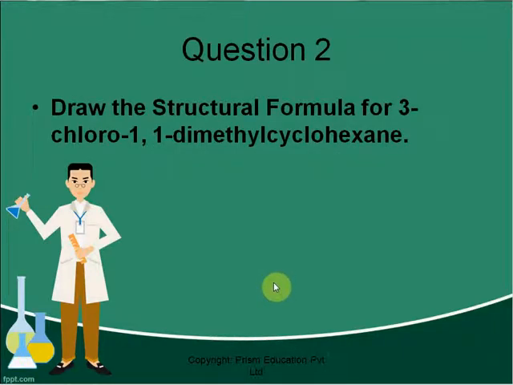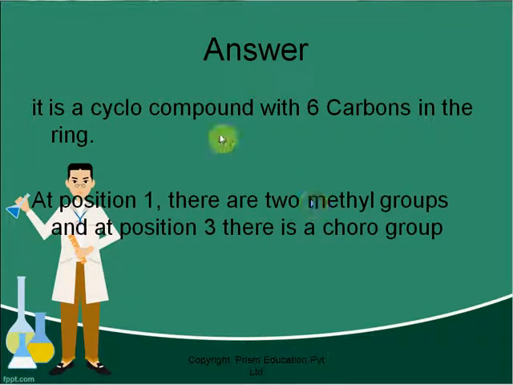Draw the structural formula for 3-chloro-1,1-dimethyl cyclohexane. So we have a chlorine at position 3, 2 methyl groups at position 1, and it's a ring with 6 carbon atoms. How does it look like?